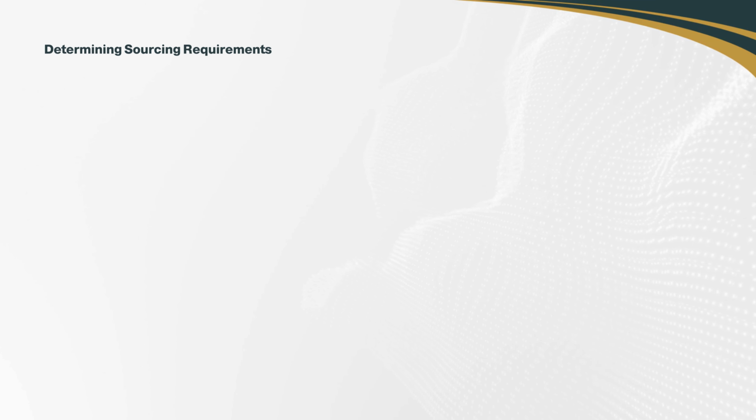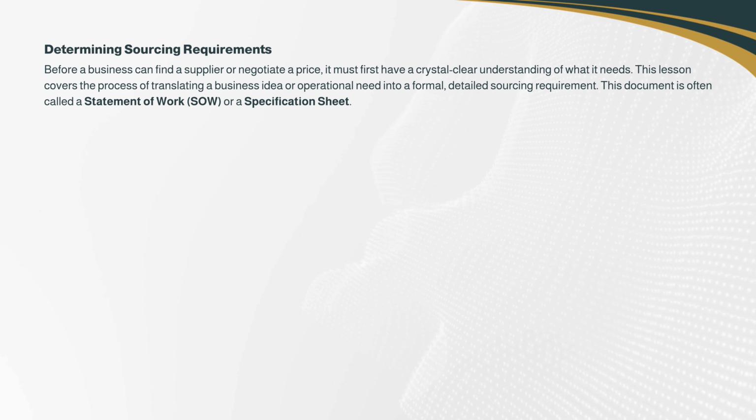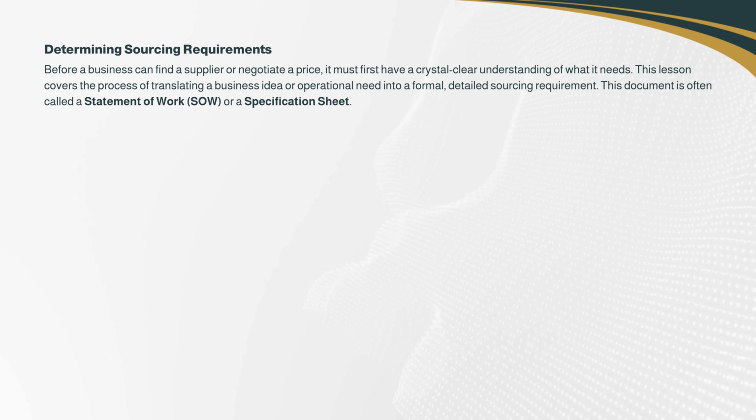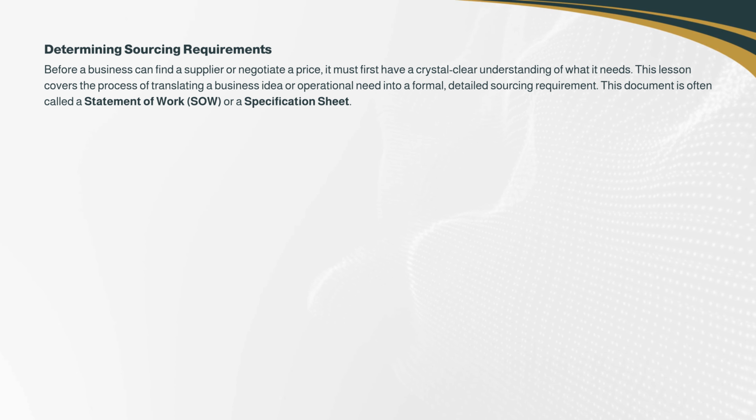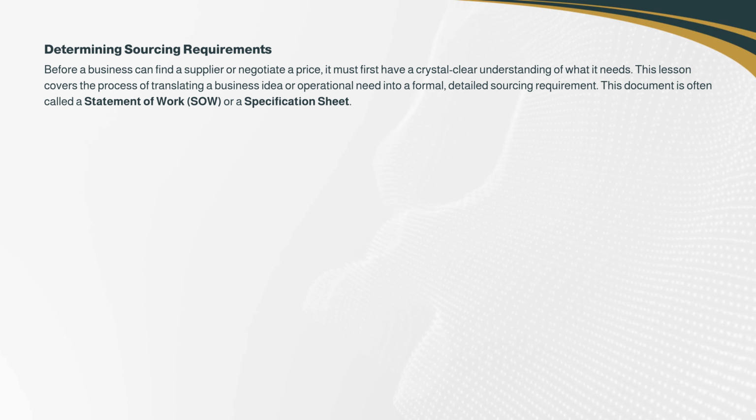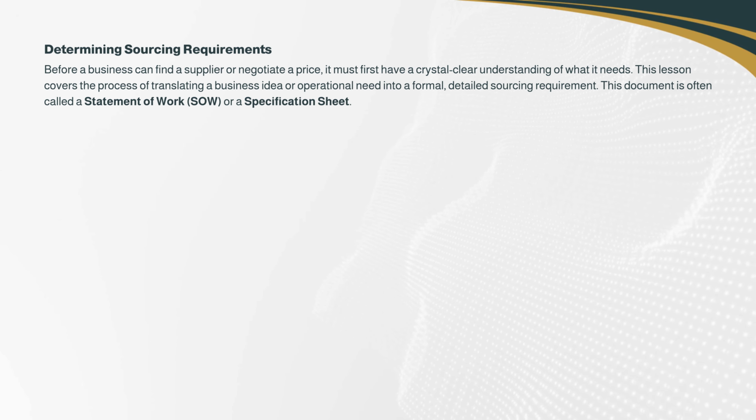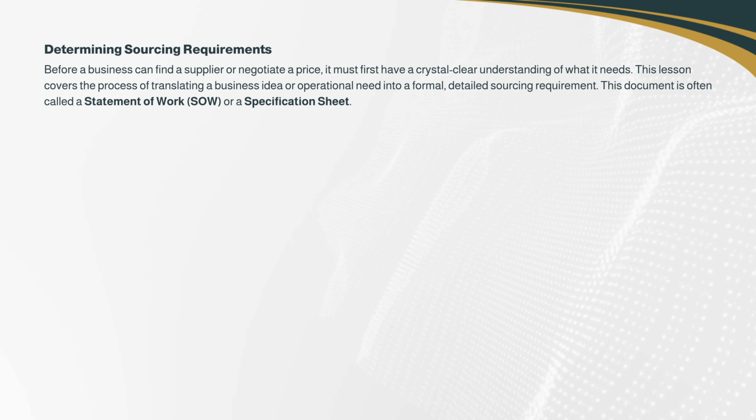Determining sourcing requirements. Before a business can find a supplier or negotiate a price, it must first have a crystal clear understanding of what it needs. This lesson covers the process of translating a business idea or operational need into a formal, detailed sourcing requirement. This document is often called a statement of work, SOW, or a specification sheet.